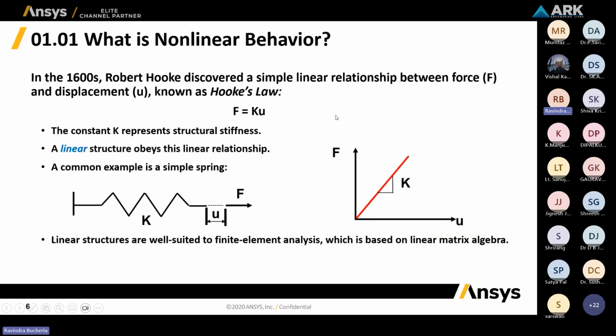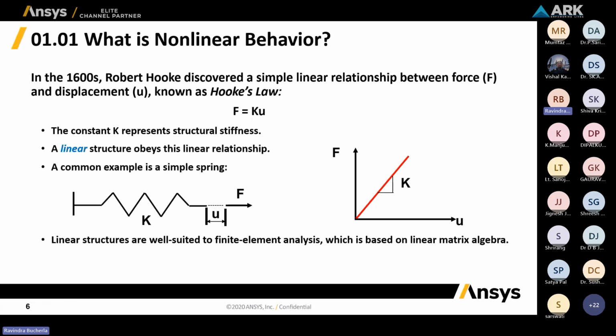According to Hooke's law, in 1600 Robert Hooke discovered a linear relationship between force and displacement. Whenever we apply any force to a structure, it will linearly give deformation with respect to force. As we increase the force, the deformation will also linearly increase up to some level. So F equal to K into U follows Hooke's law, and we consider it a linear structural analysis as long as our structure obeys Hooke's law.